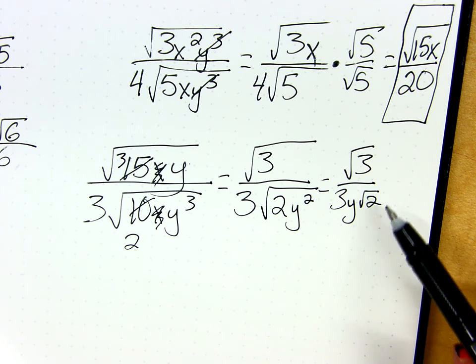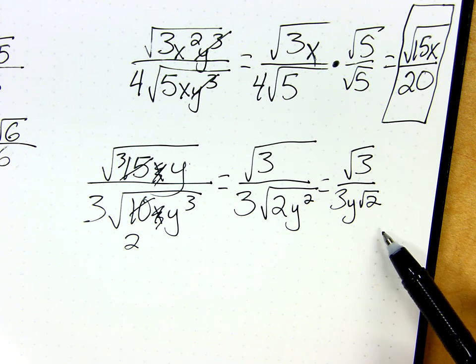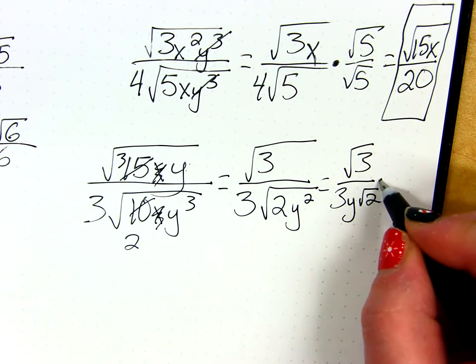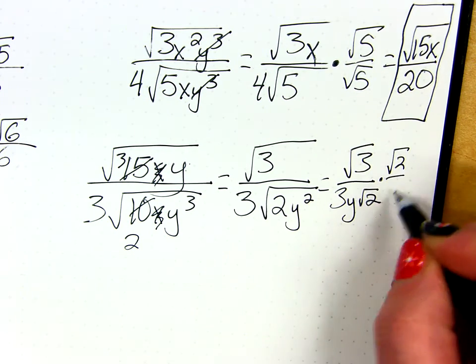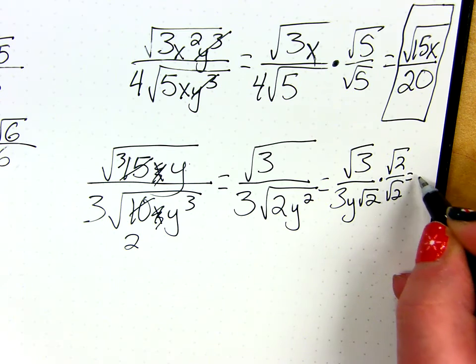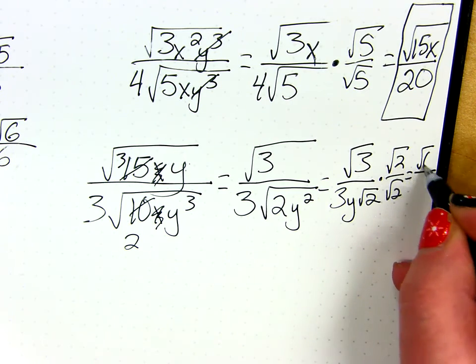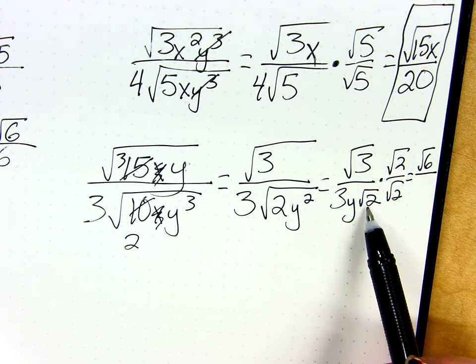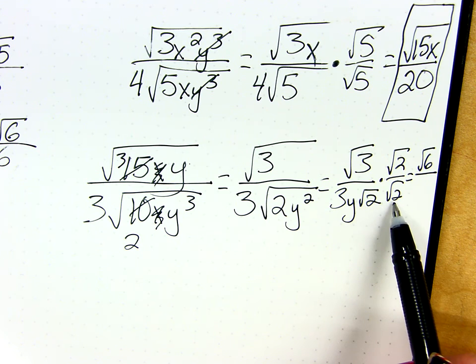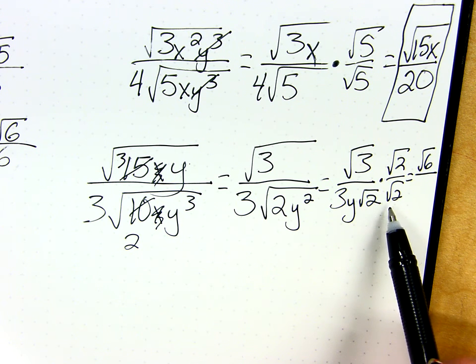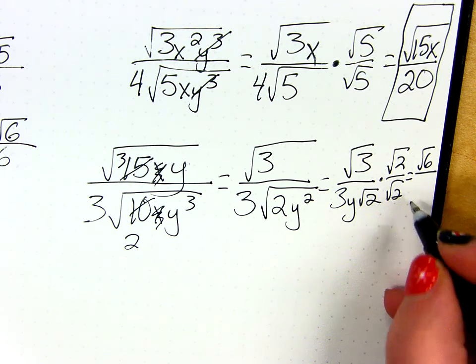So now all I have to multiply by is square root of 2 over square root of 2, and I should be okay. So let's see if I can fit this. My new numerator is now square root of 6. And my denominator, square root of 2 times square root of 2 is square root of 4, which is just 2. 2 times 3 is 6y.